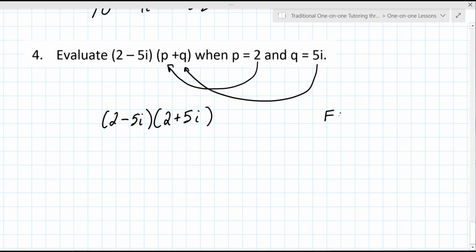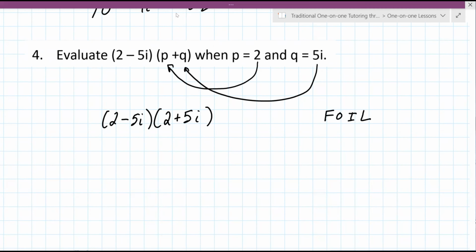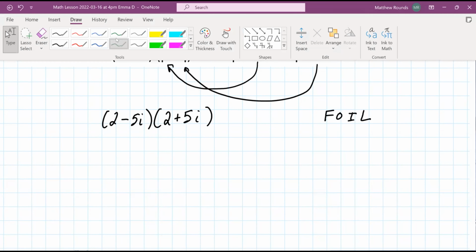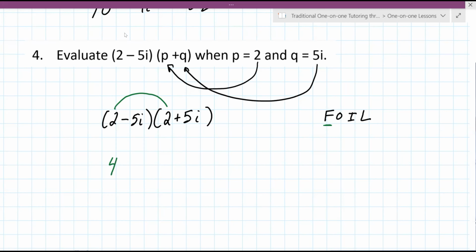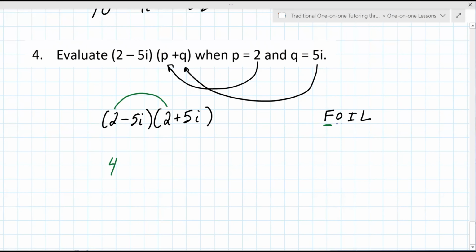Do you remember us talking about FOIL? Yes, I've been using FOIL, your pamphlet, for other problems kind of like this, and just looking at it made it a whole lot easier. Excellent, that's great to hear. So we're going to do that here. We're going to do the first term, 2 times 2. That's 4. Then we're going to do the outside, which is 2 times 5i. That's 10i.